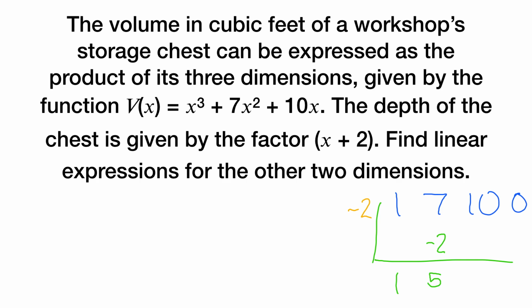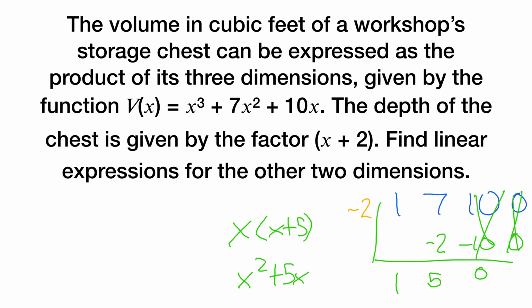5 times negative 2 is negative 10. That makes this a 0, which means nothing. Also nothing. Our final equation would end up being x squared plus 5x. And if I factor that out, it is x, because there is a common factor of x between both of those, times x plus 5. Meaning those are the other two dimensions.